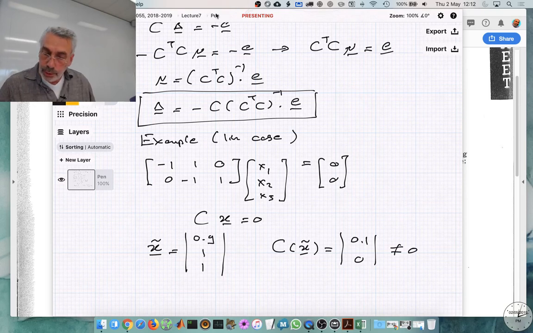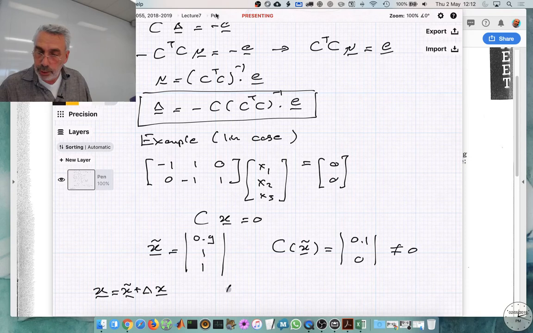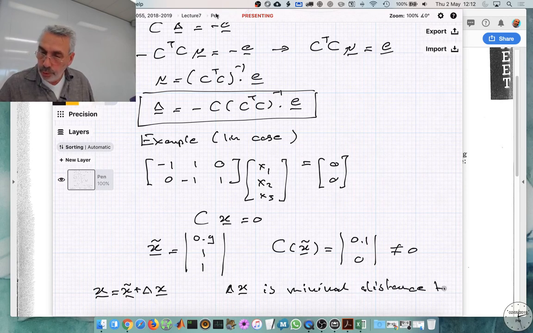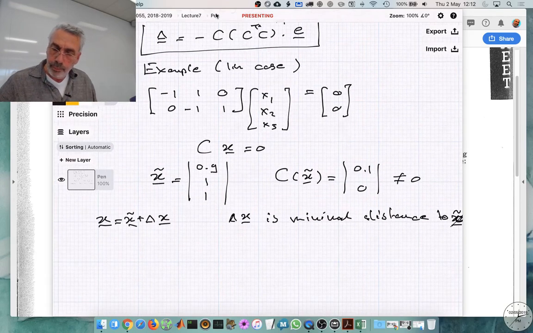And now the big question is, what do I have to do for delta x such that x is x tilde plus delta x, such that this delta x is a minimal solution? This delta x is a minimal distance to this previous solution, x tilde. No, to 0 in this case. The sum must be 2 x tilde.